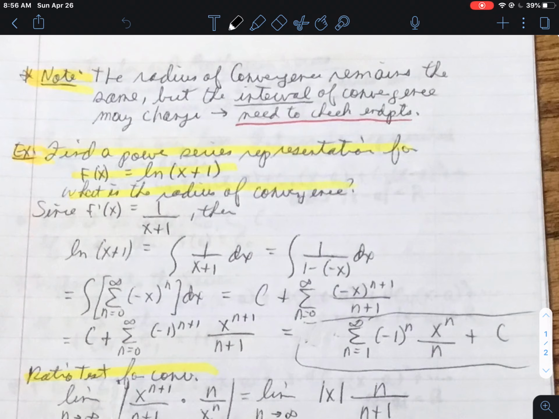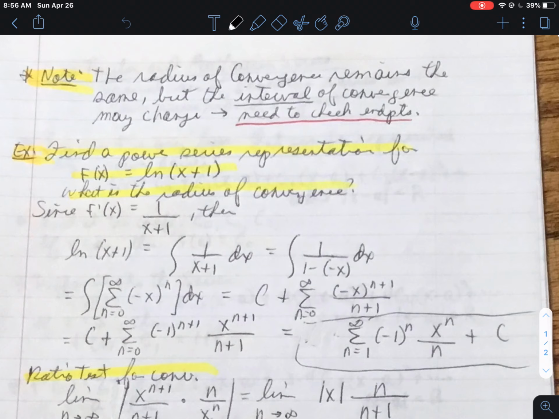In the case of a geometric series, we know its absolute value of r is less than 1. We don't have to bother with the endpoints. But if we have to use some other test, like a ratio test was very common to determine convergence, then we have to check those endpoints.